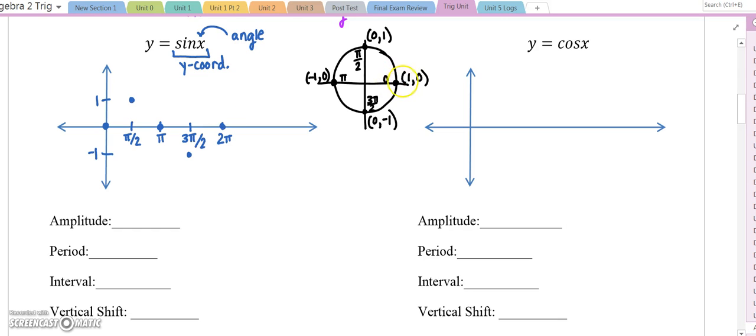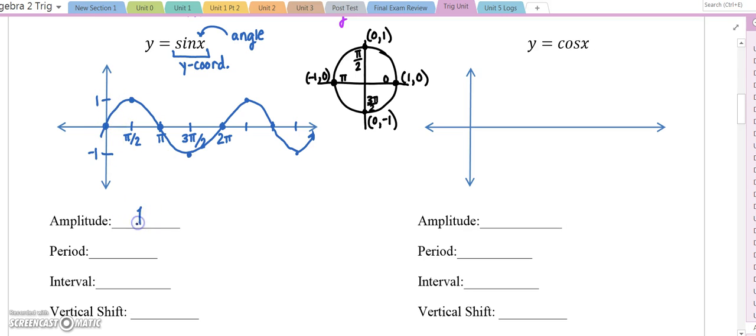And remember, we could keep going all the way around the circle, so technically this could just keep going, and it's going to follow this exact same pattern. So if I graphed, it would look something like that. And again, it could just keep going forever and ever and ever. Now let's talk about some of this information here. Amplitude. Remember, amplitude is the distance from the midline to the top, or midline to the bottom.